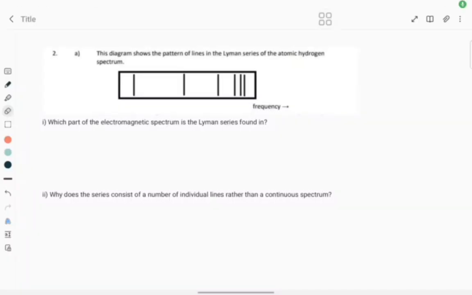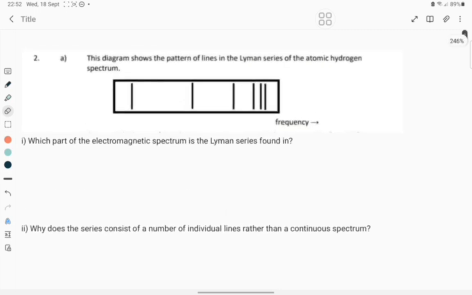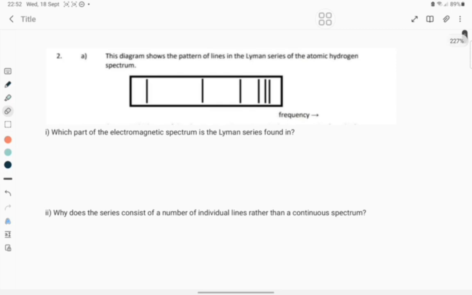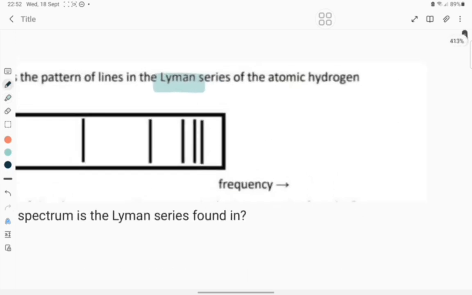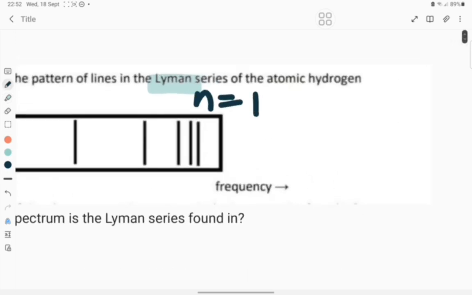Hi guys, today we are going to learn about chapter 2, which is atomic structure. Okay, so this is the question. This diagram shows the patterns of lines in the Lyman series of the atomic hydrogen spectrum. Okay, so Lyman series represents ground energy level equals to 1.